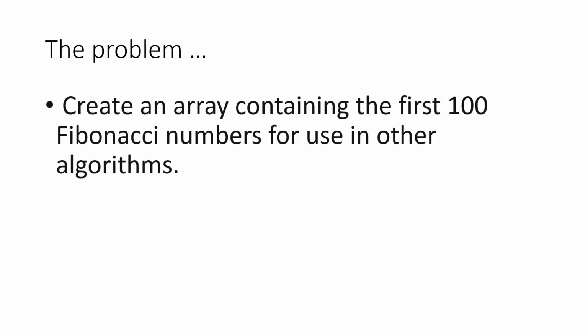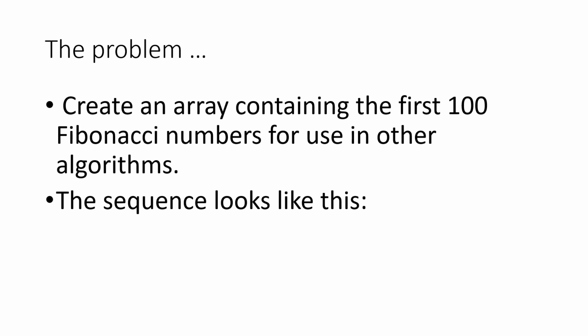Here's the problem. We're asked to create the first 100 Fibonacci numbers and pass those on for use in other algorithms. The sequence is like this: 0, 1, 1, 2, 3, 5, 8, 13, etc. Basically, the first two numbers are supplied, and after that, every subsequent number is the sum of the previous two.